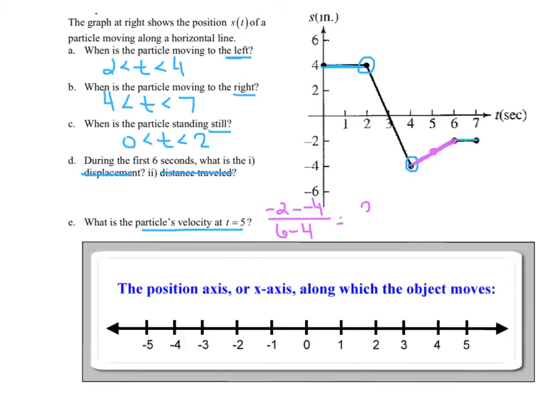And let's say maybe a 2 over a 2, which is a 1, okay? So we'll say the particle's velocity at that moment right there is 1. And we don't really know the units, if it's meters per second or what it might be. They didn't really give us units, but we'll say 1 for right now.